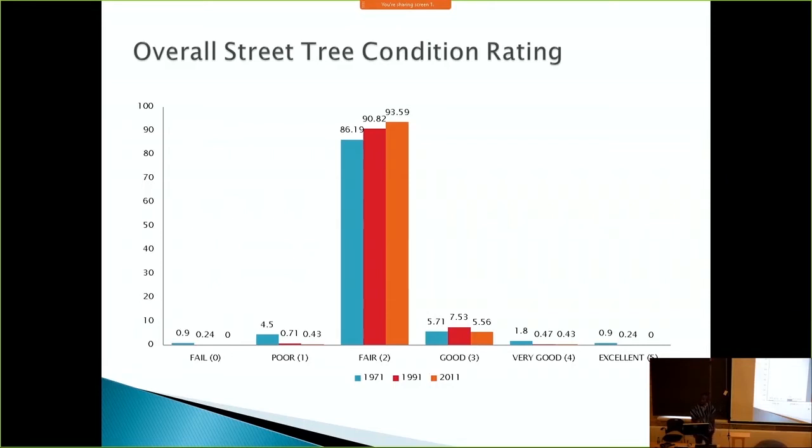In terms of overall street tree condition rating, we realize that the majority of these trees are in a fair condition. For instance, in 1971, 86% of the street trees were rated to be in a fair condition, whilst in 2011, 93% were rated to be in a fair condition. The other condition ratings were found to be very insignificant.